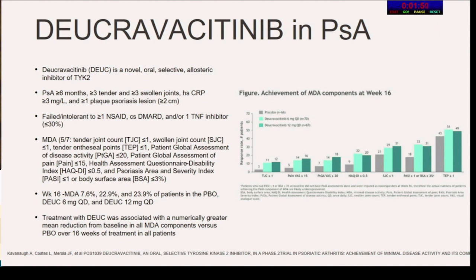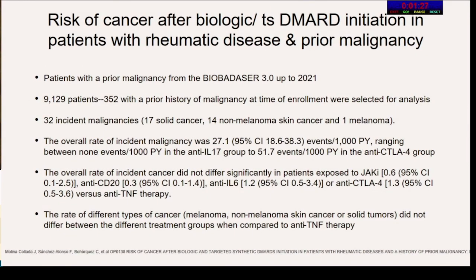One of the molecules that we have already seen that was tried in lupus, deucravacitinib in psoriatic arthritis. Not a very promising result in this. Active psoriatic arthritis patients, deucravacitinib versus placebo, most of them had numerically significant improvement in most of the domains of MDA.